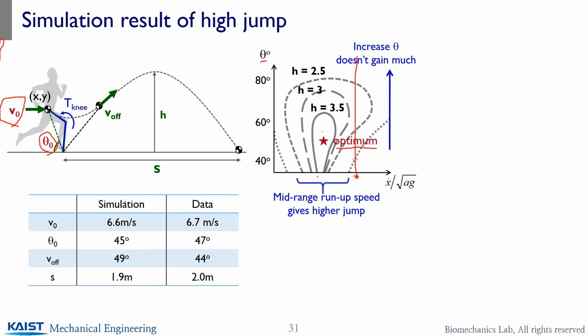Okay, so your optimal simulation results can be compared with the human data, and surprisingly, a very simple model could match the data very well. Your optimized velocity turns out to be 6.6, which is pretty similar to the data. Same for the takeoff angle, the takeoff theta. Takeoff theta may be a little bit different, but your reachable performance, the maximum height, is pretty similar, right?